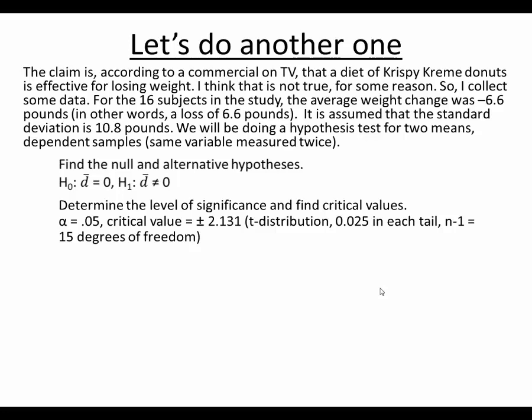Since we have small n and we're using the differences, we're going to look at the t-table, n-1, or 15 degrees of freedom. And from the table, for a two-tailed test, we'll find plus or minus 2.131 as our critical values. So we'll calculate the test statistic, which is simply D bar over the standard deviation over square root of n. Plugging in that information, we'll get a test statistic of negative 2.44.